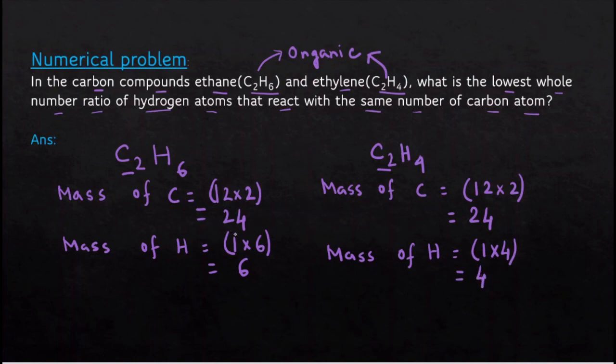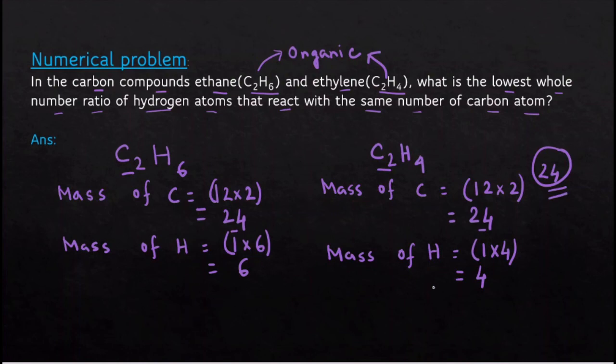Let's look at the masses of carbon atoms in both the cases. Here it is 24, here it is also 24. That means everywhere hydrogen is combining with a fixed mass of carbon, and that fixed mass is 24. Now let's check the ratio of the masses of hydrogen which is combining with this fixed mass of carbon.